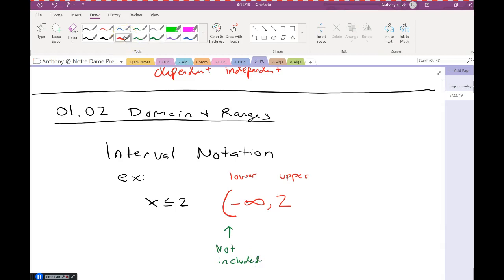Now let's look at the upper bound. Is positive 2 included in x is less than or equal to 2? Yes. Why? Because it's a less than or equal to. 2 is definitely less than or equal to 2. So the symbol we use there is a square bracket to indicate that 2 is included.